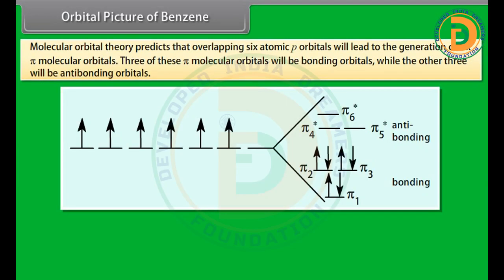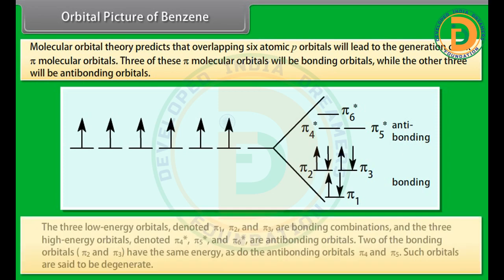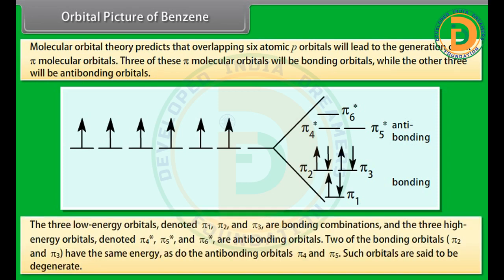Molecular orbital theory predicts that overlapping 6 atomic p orbitals will lead to the generation of 6 pi molecular orbitals. 3 of these pi molecular orbitals will be bonding orbitals, while the other 3 will be anti-bonding orbitals, as shown in the figure. The 3 low-energy orbitals denoted pi 1, pi 2 and pi 3 are bonding combinations, and the 3 high-energy orbitals denoted pi 4, pi 5 and pi 6 are anti-bonding orbitals. 2 of the bonding orbitals, pi 2 and pi 3, have the same energy, as do the anti-bonding orbitals pi 4 and pi 5. Such orbitals are said to be degenerate.